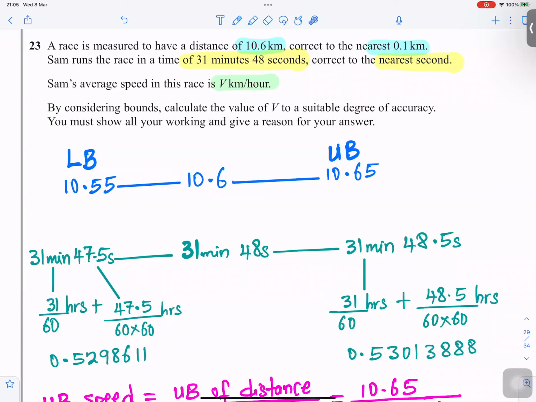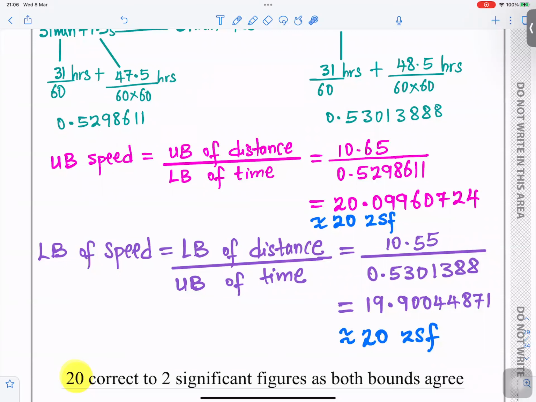0.5298611 hours, 0.530501388 hours. So when you have the hours, you want to find the upper bound for the speed. You use upper bound for distance over lower bound for time. Upper bound for distance is 10.65, and then the lower bound for time. And that gives you 20.099. So it's 20 to 2 significant figures.